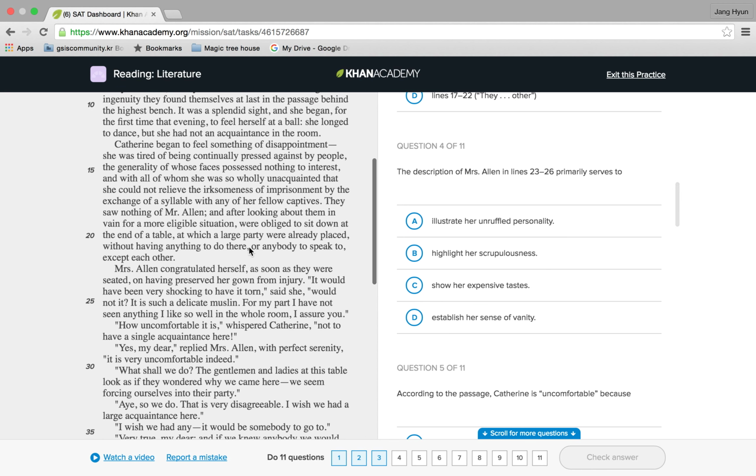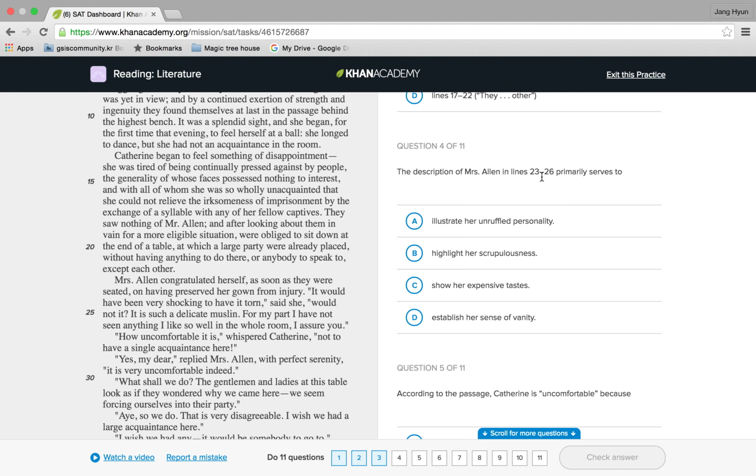And number 4, the description of Mrs. Allen in lines 23 to 26 primarily serves to... Alright, where's 23? Line 26. Mrs. Allen congratulated herself as soon as they were seated on having preserved her gown from injury. It would have been very shocking to have torn, said she. Would it not? It is such a delicate muslin. For my part, I have not seen anything I like so well in the whole room, I assure you.